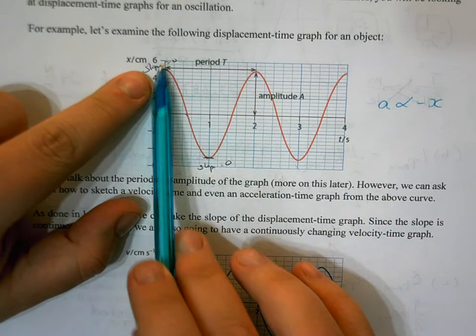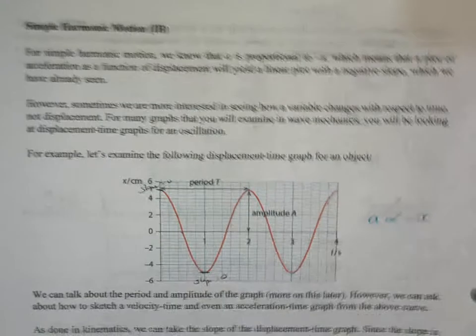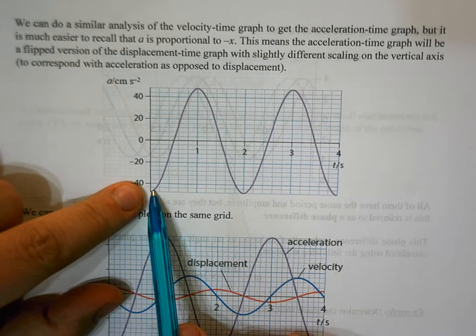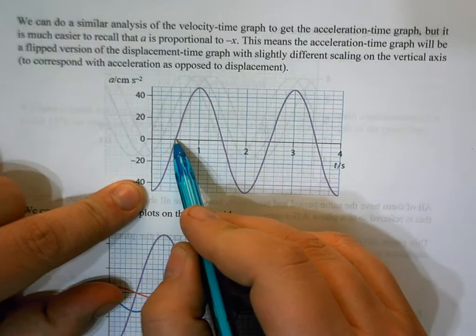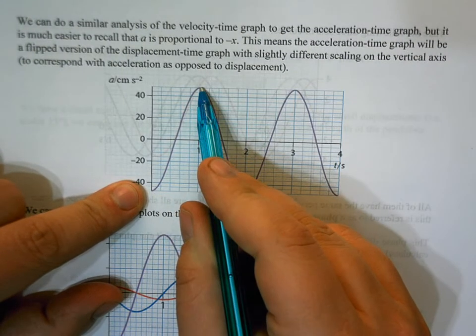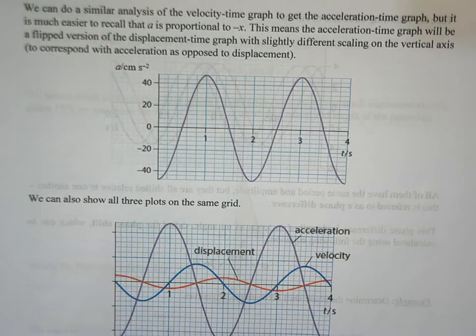So where we start out with a positive maximum on the displacement graph, we're going to start out with a negative on the acceleration graph, and then we're going to go up to equilibrium, no restoring force, no acceleration, then amplitude, maximum acceleration, and so on and so forth. So that is how we can get the acceleration graph from the distance time graph, because in simple harmonic motion, we know that the acceleration is proportional to negative x.